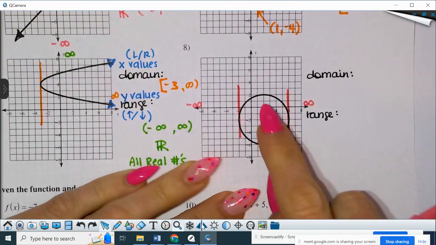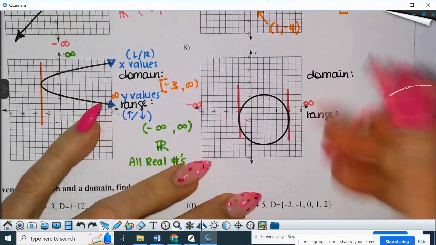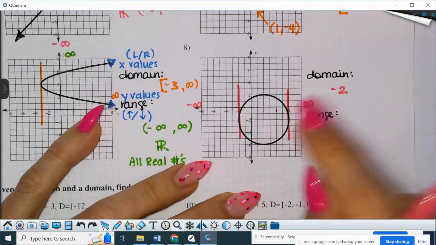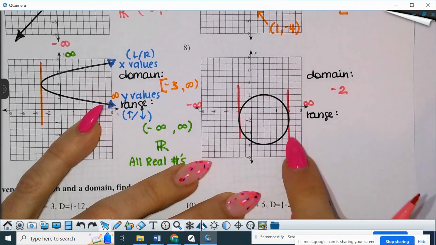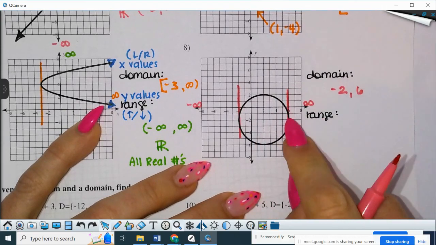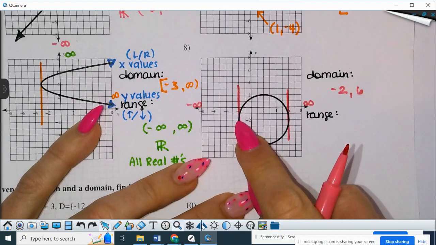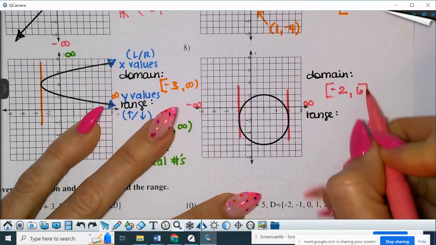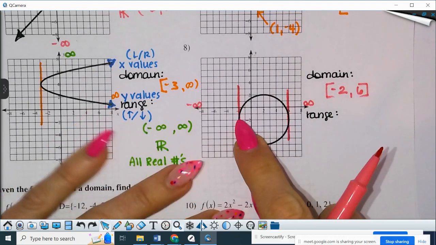So we have 0, 1, so that's -2. Then 1, 2, 3, 4, 5, 6. It goes all the way out here to 6. They are on those places. It is part of the graph. And then this is going to be a bracket and a bracket because it does exist there. So super close, bracket, bracket.